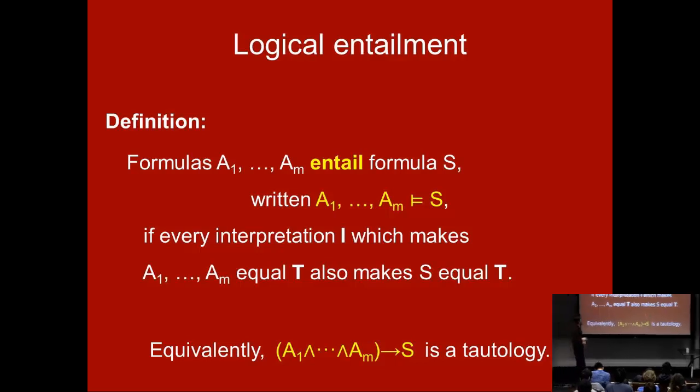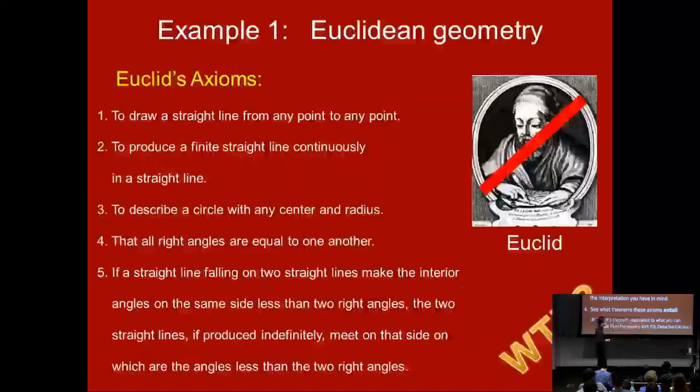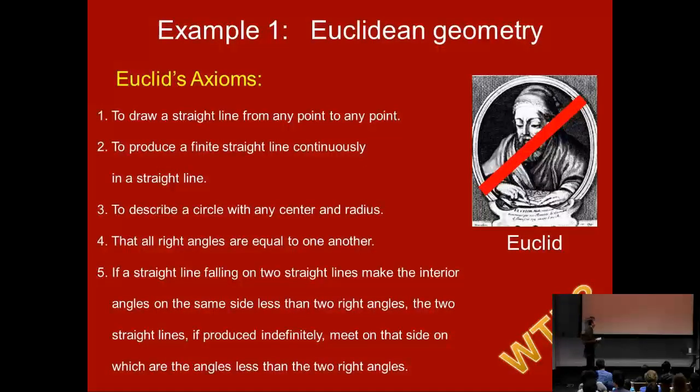And using these notions, you can start to formalize mathematics, good old regular mathematics. This is how it can go. You think of some universe you want to reason about, maybe geometry or arithmetic. You invent an appropriate vocabulary. You start with some axioms which are true under the interpretation you have in mind. And then you try to see what these axioms entail. And what's nice is that by Gödel's theorem, that's equivalent to what you can deduce from them in this first order logic deductive calculus. I'll give you some examples.